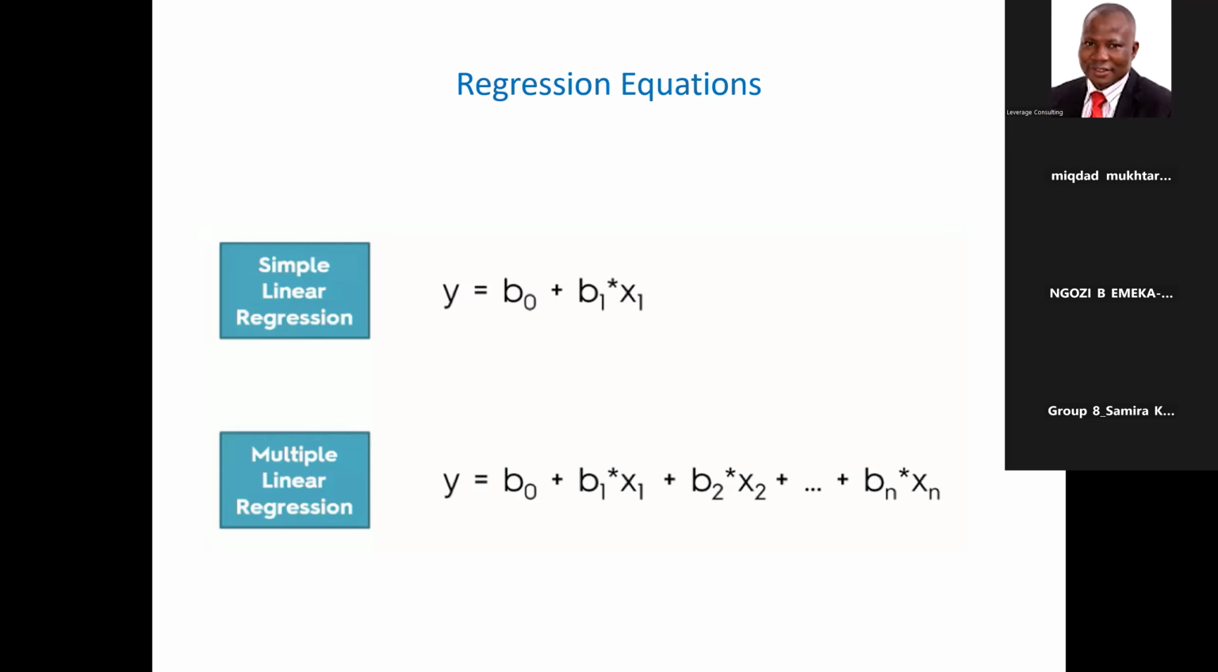When you have two variables, up to as many as n variables, 20 or whatever, multiple linear regression will be y is equal to b0 plus b1x1 plus b2x2 plus b3x3 plus b4x4 plus up to bnxn, depending on the number of exposure variables. Of course, this is what we call multiple linear regression.